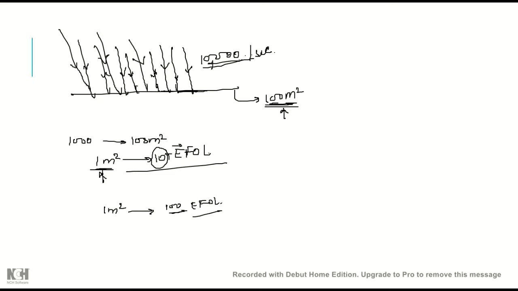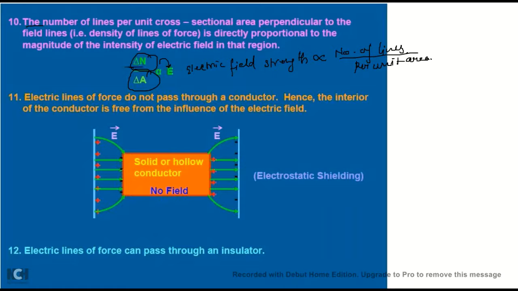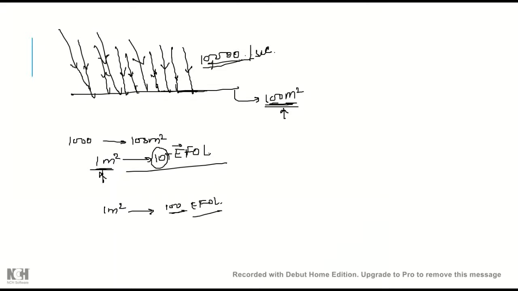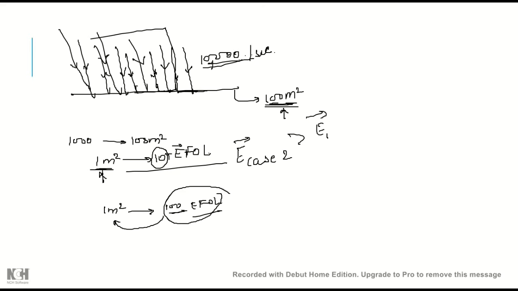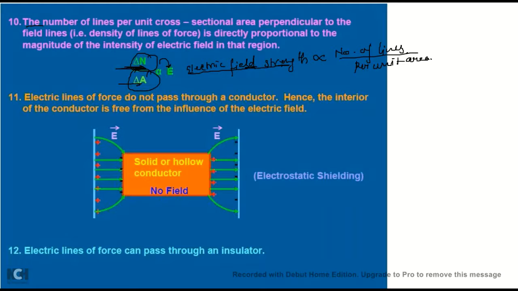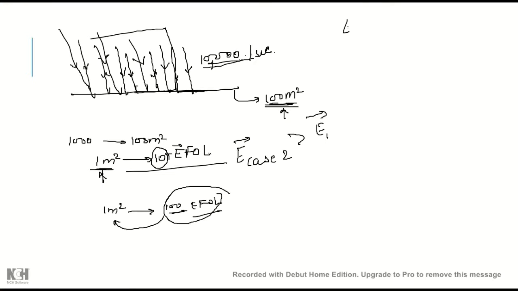It means that the number of electric field lines per unit area gives me the electric field strength. The more electric field lines I have per unit area, the greater the strength. I think it is clear that in case 2, the electric field strength will be larger than the electric field strength in case 1. Right? Next. One more thing, what does EFOL represent? EFOL is electric field of lines.